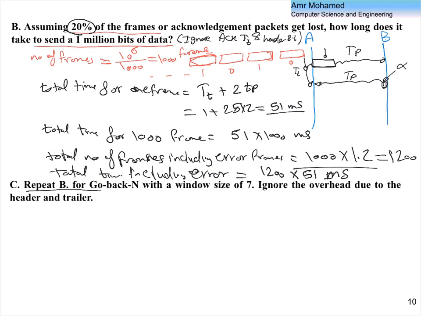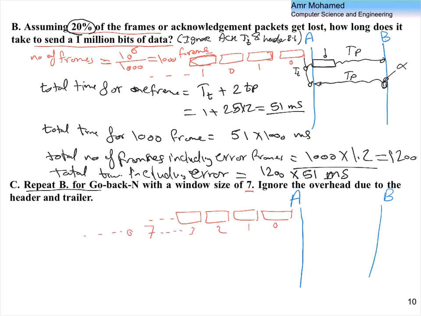Okay. So again, we need to visualize how this works, and that requires a little bit of focus now. So we have A, and we have B, and again, A has the 1,000 frames lining up like this. In that case, we have seven frames per window, which means that the sequence number has to be at least 8. So 8, which means that M is 3, since 2 to the power 3 is 8. So it goes 0, 1, 2, 3, all the way to 7, and then 0, 1, 2, and so on. So that's how the sequence number works for Go-Back-N with a window size of 7.